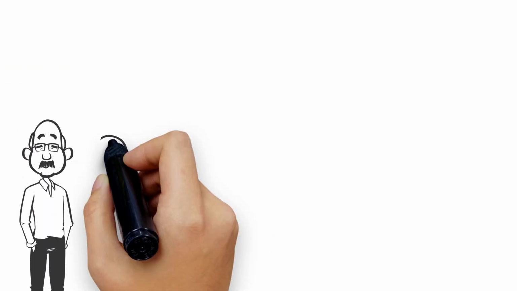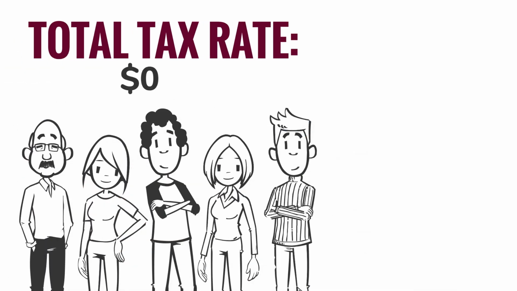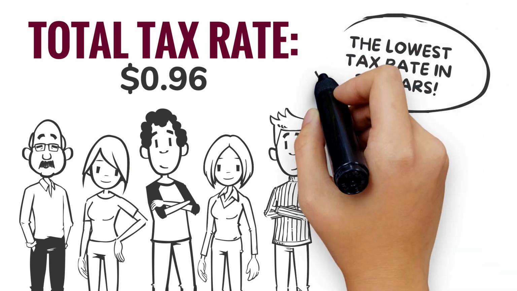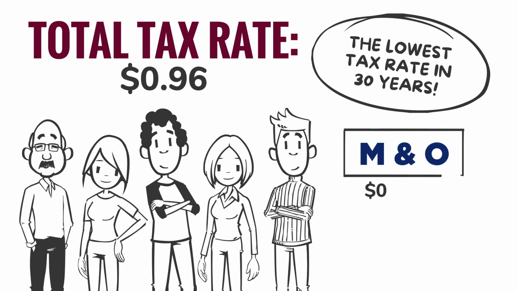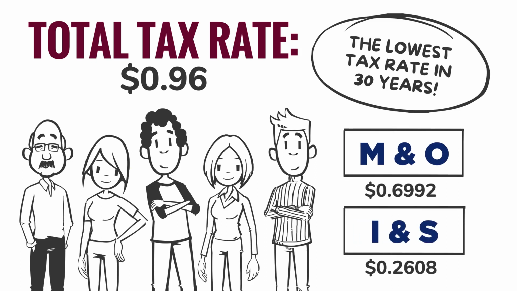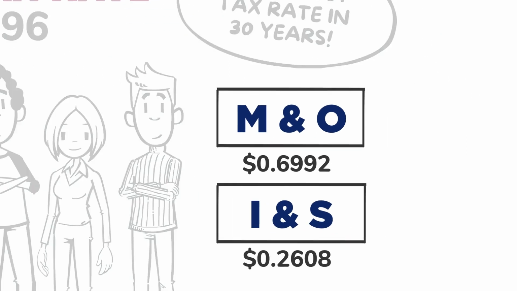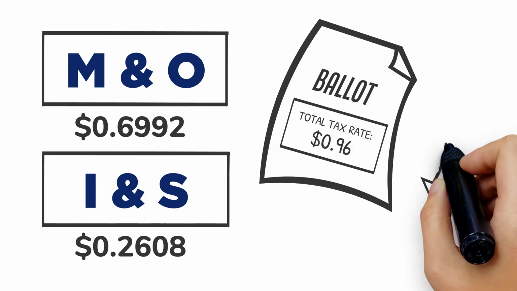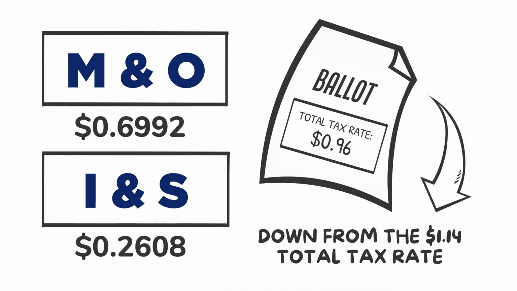The Board of Trustees has set the total tax rate at 96 cents, the lowest tax rate in Canyon ISD in 30 years. 69.92 cents for M&O and 26.08 cents for I&S. You will see the total tax rate of 96 cents on the ballot, down from a $1.14 total tax rate last year.